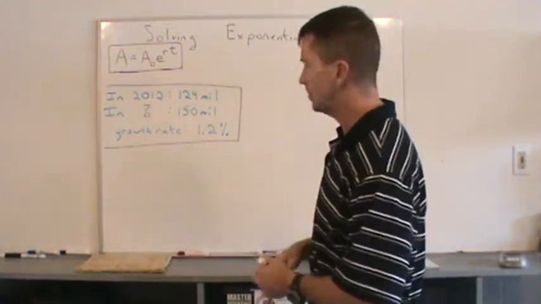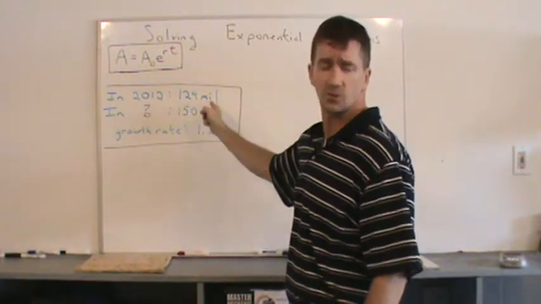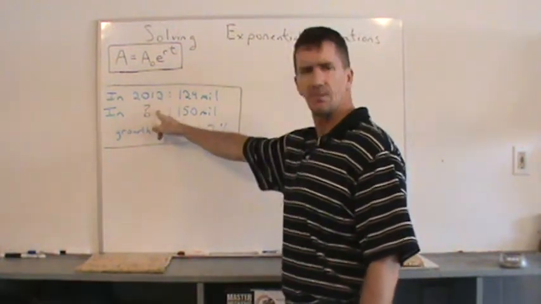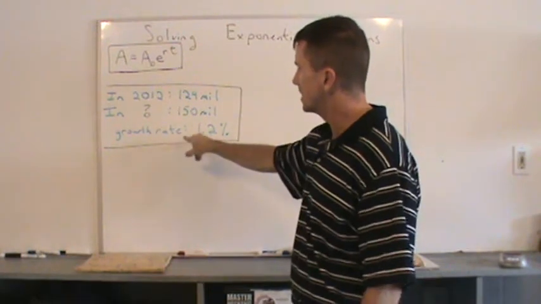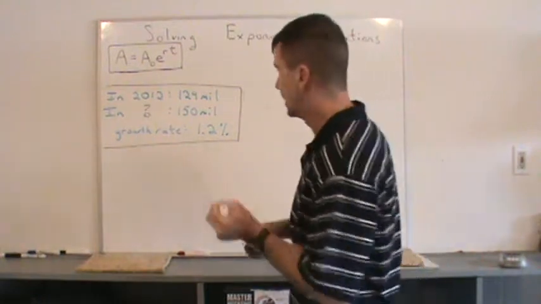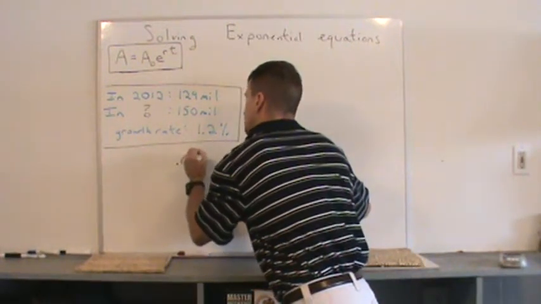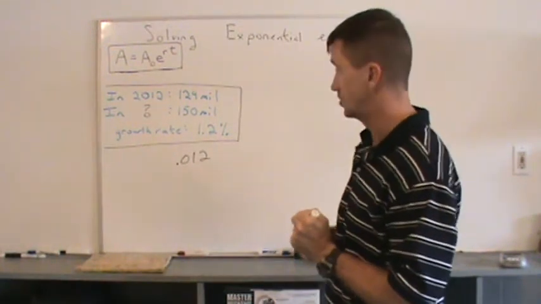And for our first example, let's say there's a country in 2012 has 129 million people. And we want to estimate how long it will take before this population reaches 150 million, if it has a continuous growth rate of 1.2%. So the first thing, how do you write 1.2% in an equation? We write that as 0.012, correct? That's equivalent. 0.012 is 1.2%.